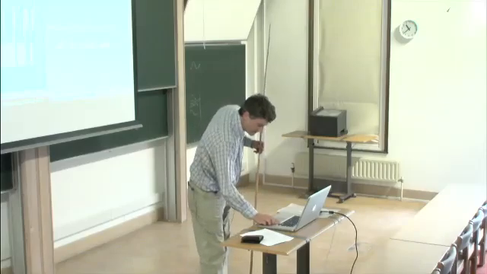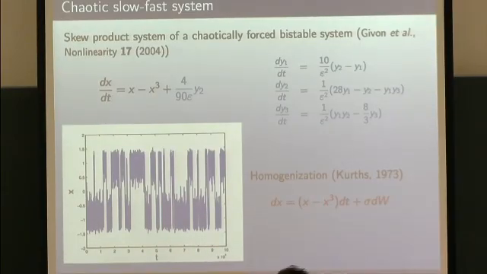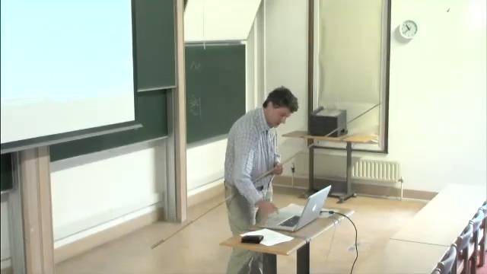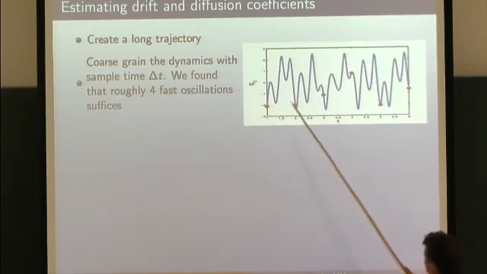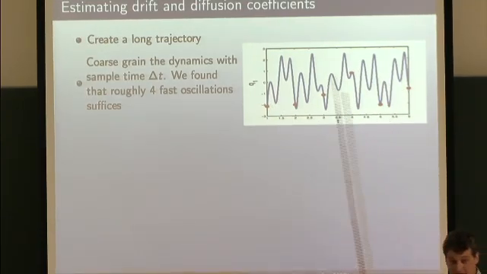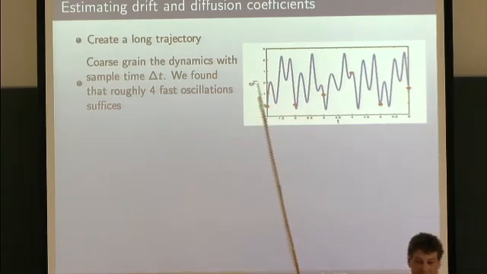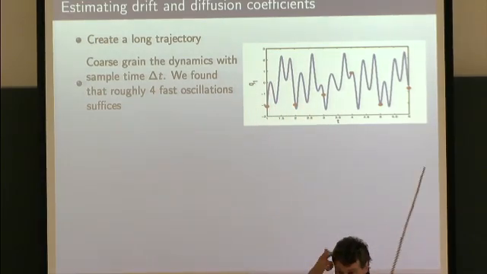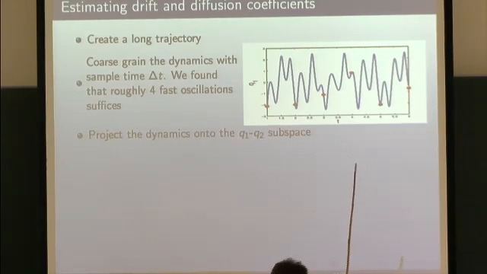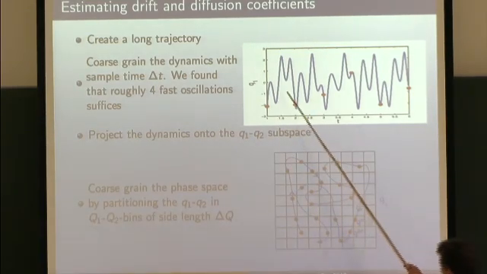So sigma we can get from a trajectory of x by just coarse graining. So we create a long trajectory, and then we sample it. We need to coarse grain it to get something stochastic, because if we take the sampling time too small, the system is not stochastic anymore. We would never be able to estimate a diffusion coefficient. Then, this is Q1, Q2. So this is for a two-dimensional system actually here.